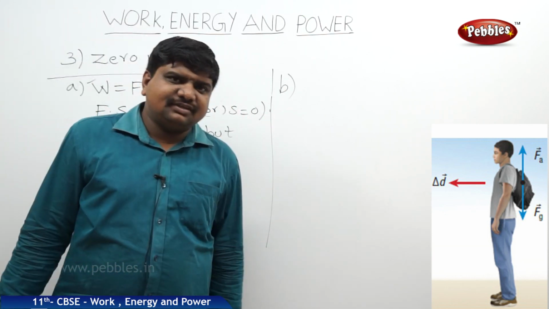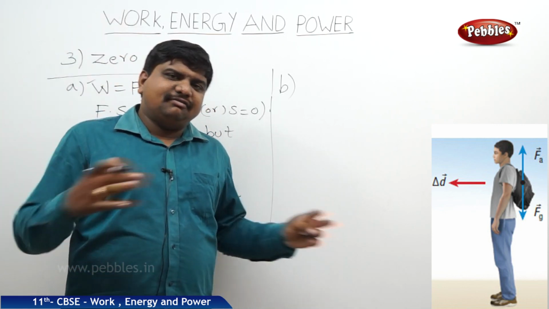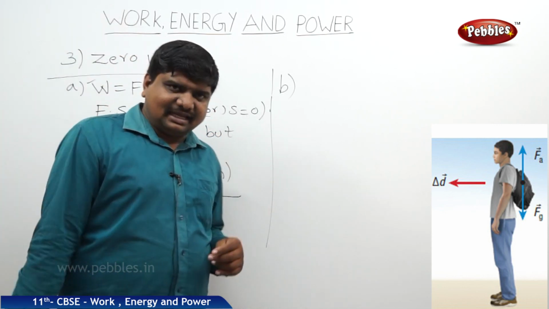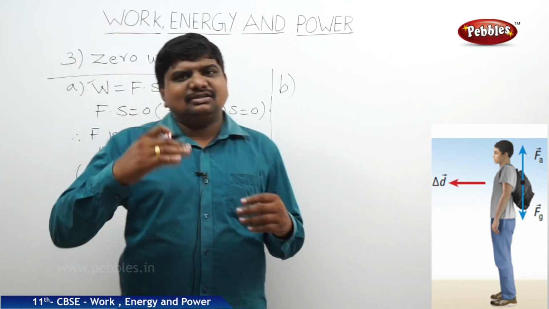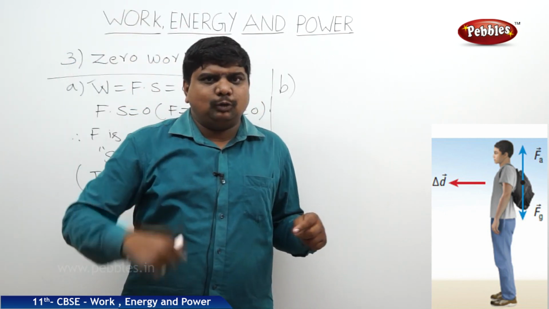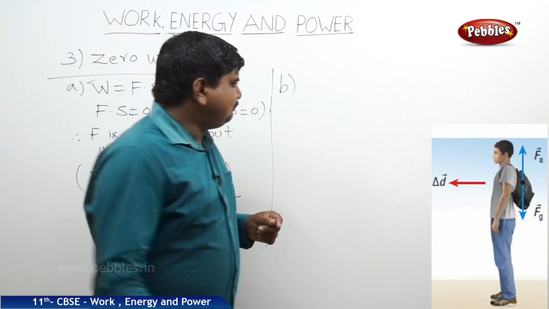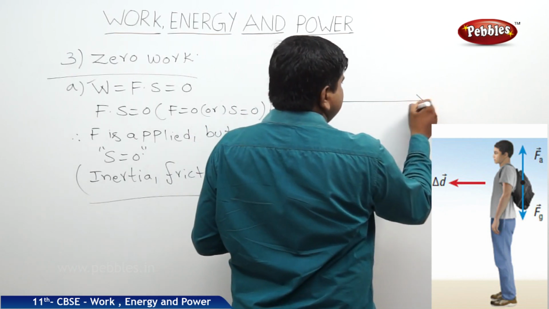Suppose in some villages you see an RTC bus, and on the top of the bus vegetables or any luggage are carried. The luggage on the top of the bus is fixed tightly with the help of a rope. Here the bus is moving in one direction.